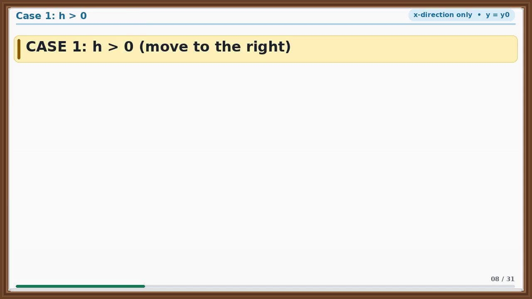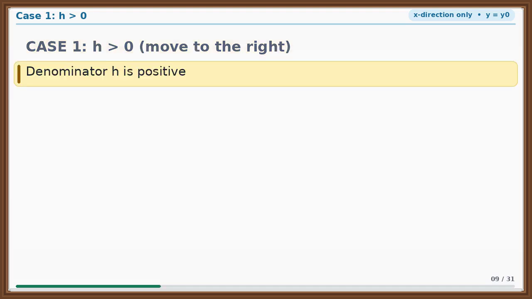First take h positive, then x0 plus h lies to the right of x0 on the horizontal line, y equals y0. We now write the sign of every part of the quotient. The denominator is h, and in this case h is positive. We already know that the complete difference quotient is positive, therefore we are dividing the numerator by a positive number and obtaining a positive result.